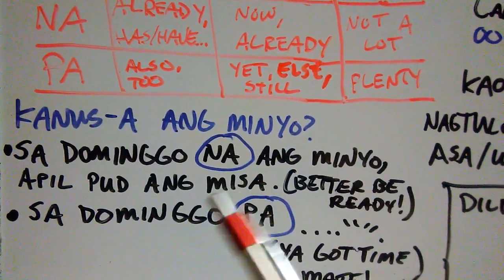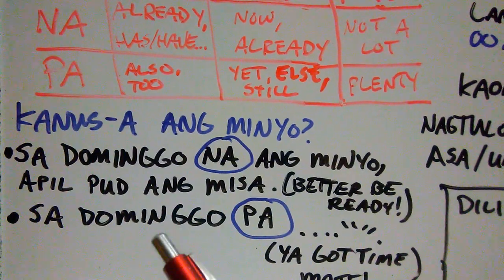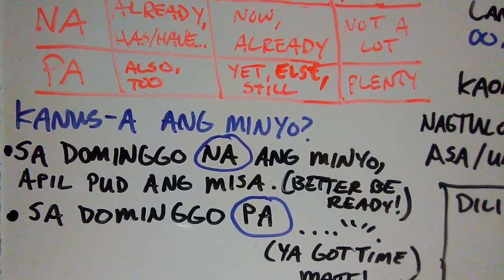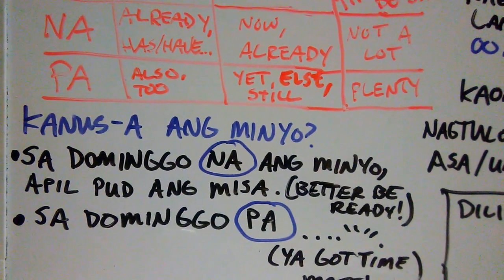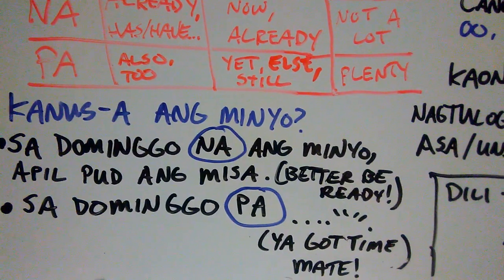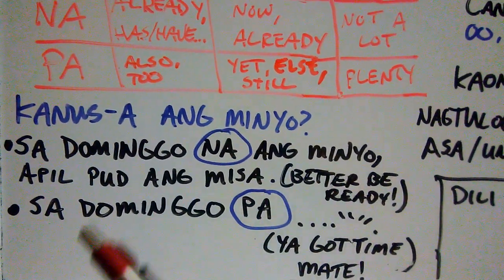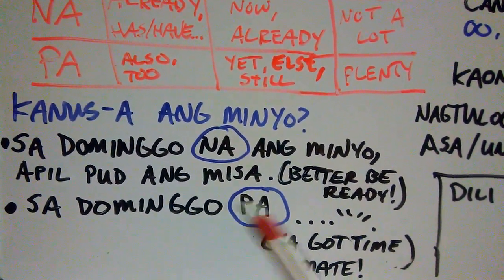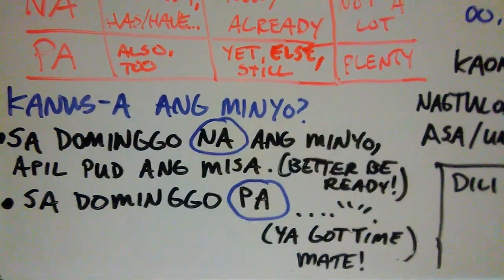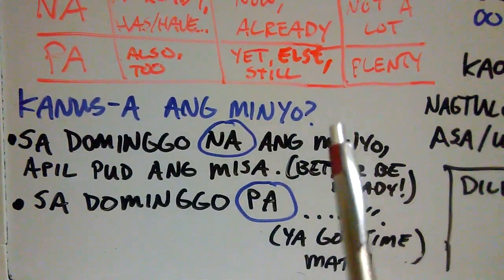But if I put it at the end of the sentence, it exaggerates the sentence. It stresses the sentence: Sa Domingo ang minyo apil po ng misa na. It just makes it more emphasized. There you go, so that's about the na example.